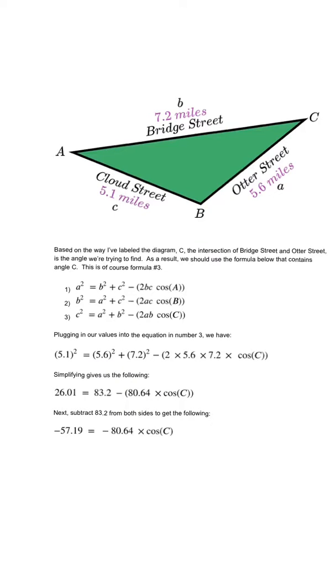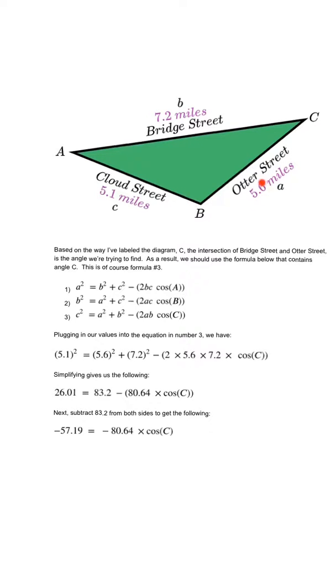So you'll notice that I labeled my triangle so that big A is the intersection of Cloud Street and Bridge Street. Big B is the intersection of Cloud Street and Otter Street. And big C is the intersection of Bridge Street and Otter Street. I've also labeled each side according to which angle it's across from.